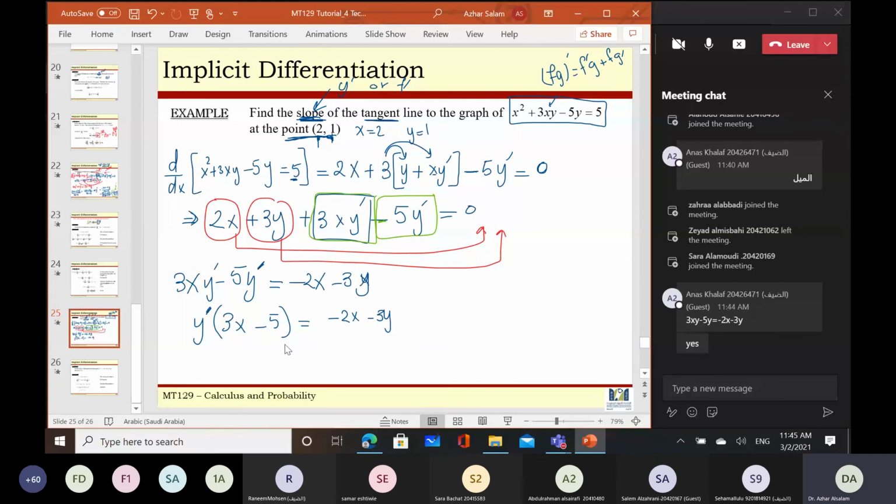Now I will divide by this coefficient, 3x minus 5, and also for this side divided by 3x minus 5. So the final answer will be y dash equals minus 2x minus 3y, divided by 3x minus 5. Okay, I can't actually simplify more. This is the simplest answer. The only thing I could simplify further is taking the negative sign as a common factor, but I can stop here.